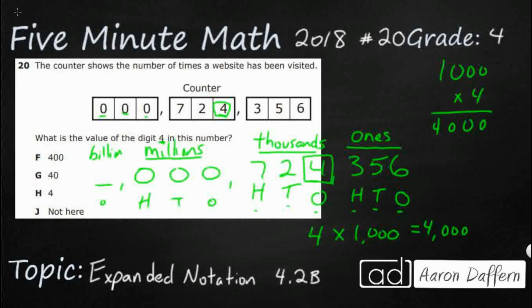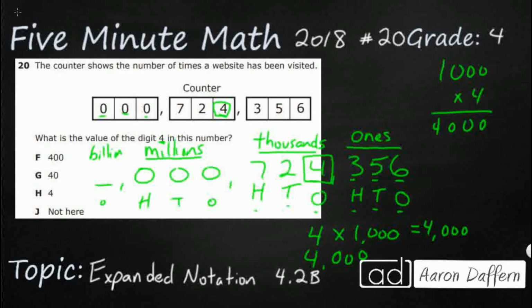The other way to do this is to just take this 4 and then think how many spaces are behind this before we get to the decimal. 1, 2, 3. So you just put 1, 2, 3 zeros. You just count the spaces behind it, replace them all with zeros. That's kind of the shortcut. So we're looking for 4,000.